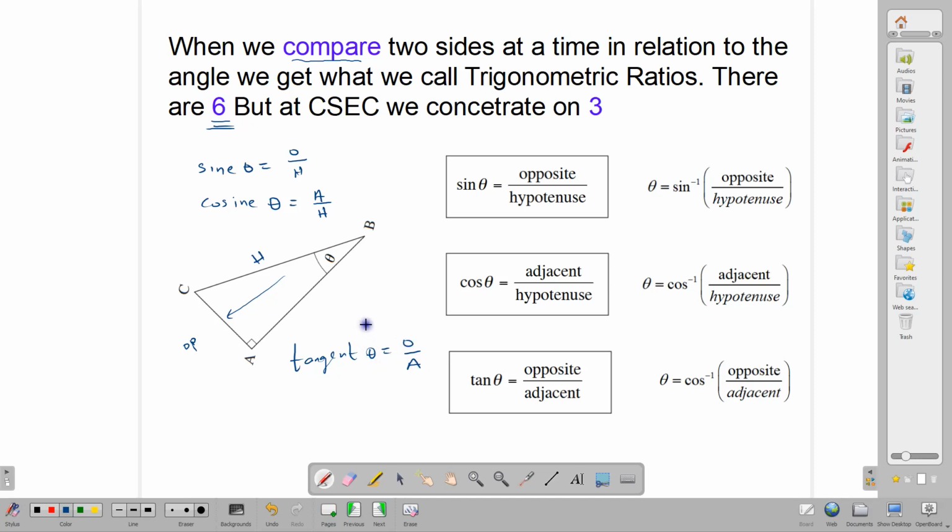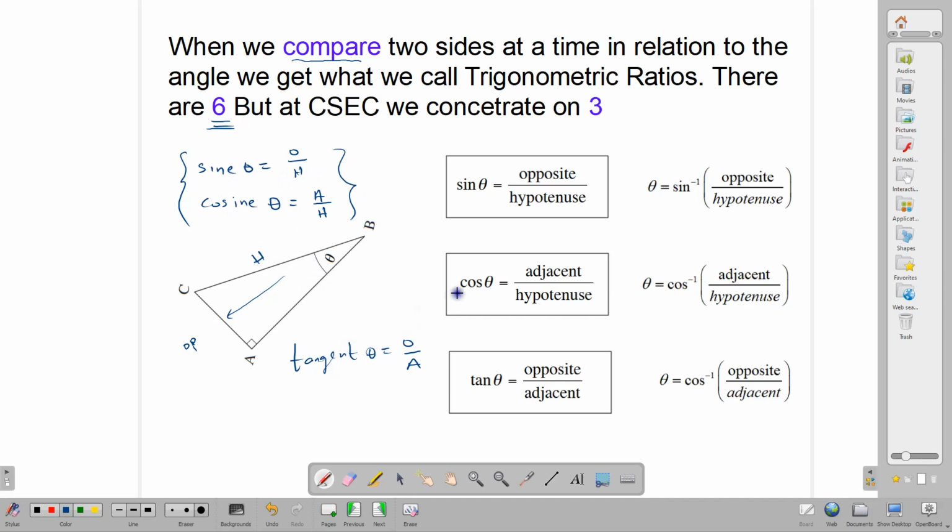So you take two sides at a time with the angle. The first two, take the opposite and the hypotenuse, and we call that sine. Take the adjacent and the hypotenuse, and you call that cosine. Take the opposite and the adjacent, and we call that tangent. And these are the three primary ratios. Actually, these are more primary than this one because there's a relationship between these two that actually gives this one. But generally, we tend to refer to these three as the primary ones or the main ones.